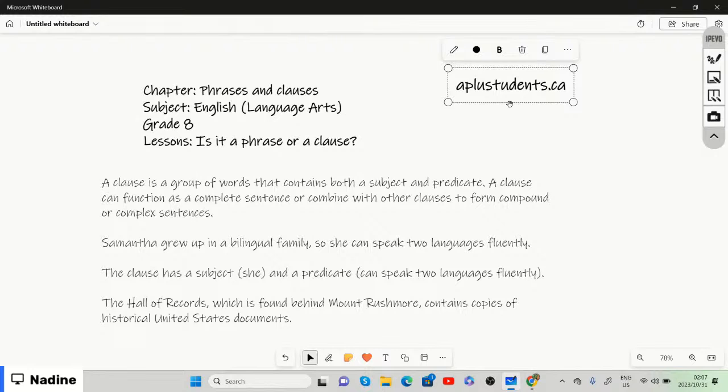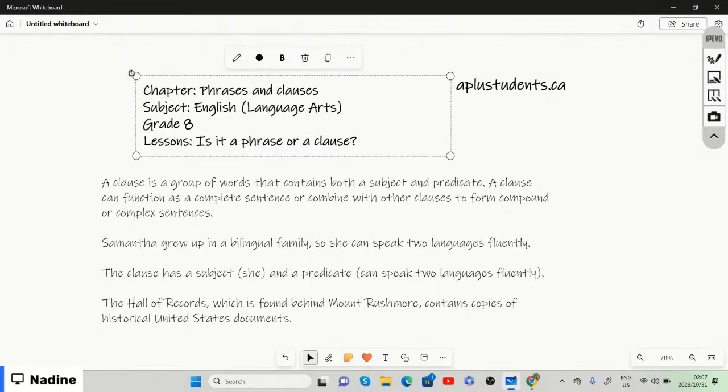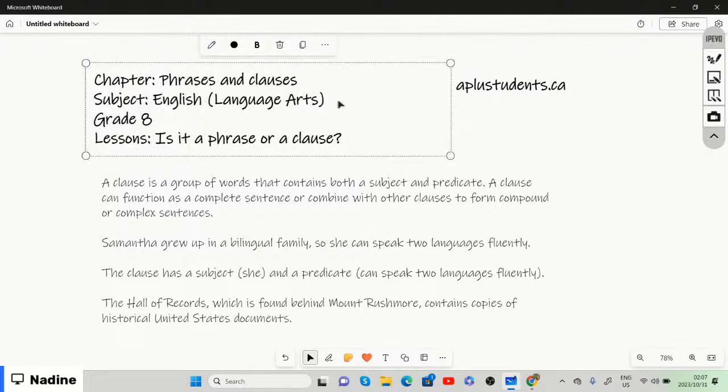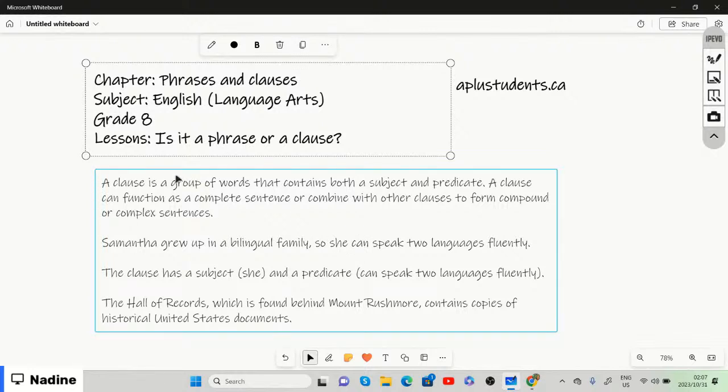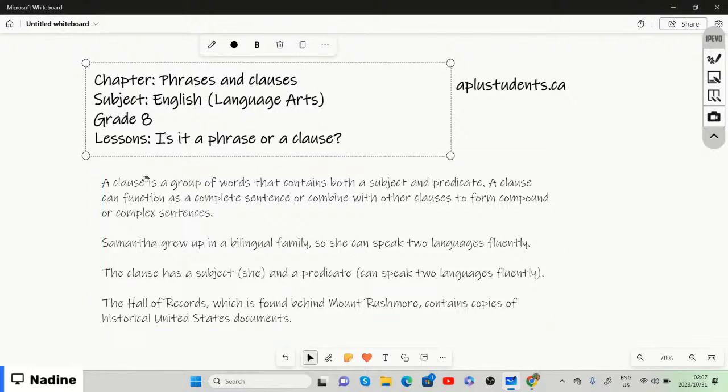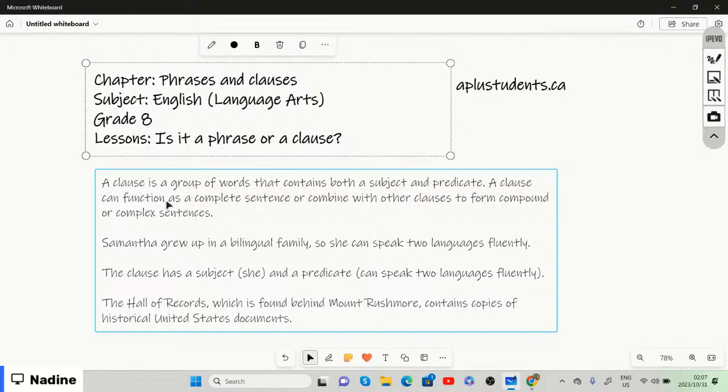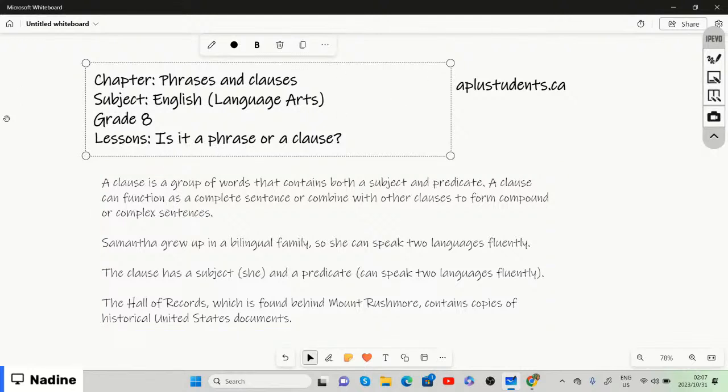Over here we have the subject, the chapter, the grade, as well as the lessons that we are focusing on today. The lesson under the chapter phrases and clauses is: is it a phrase or is it a clause? And we are going to find that out now.